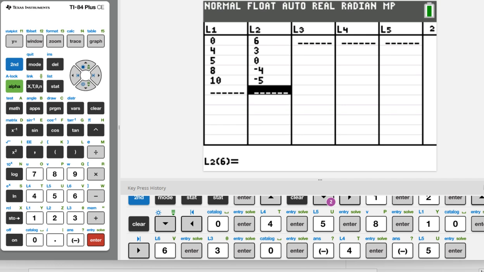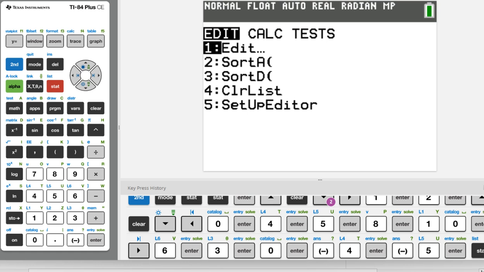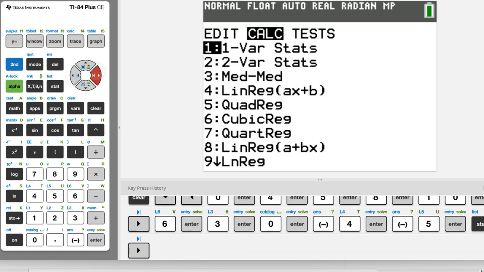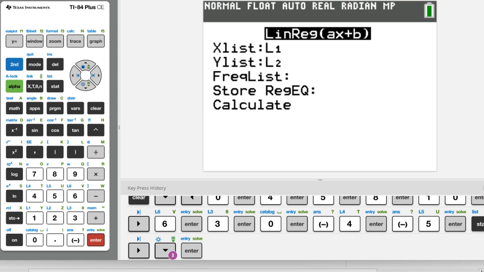To find our linear regression, if you remember, we're going to click on Stat again, and we're going to go to Calculate. There's actually 2 places where you could find the linear regression model. I like using 4 for the slope first. They'll both give you the same thing. But if you go down to 4 for LinReg, linear regression, hit enter.